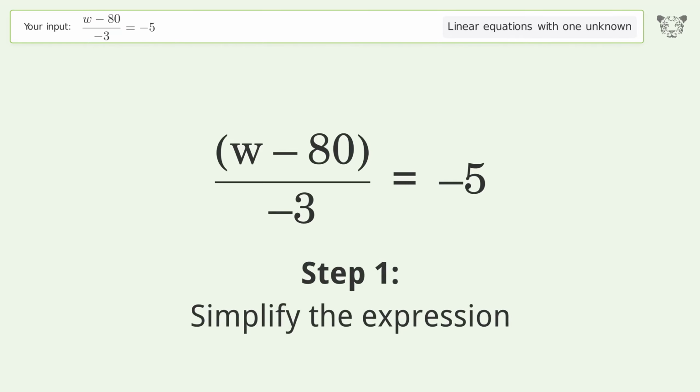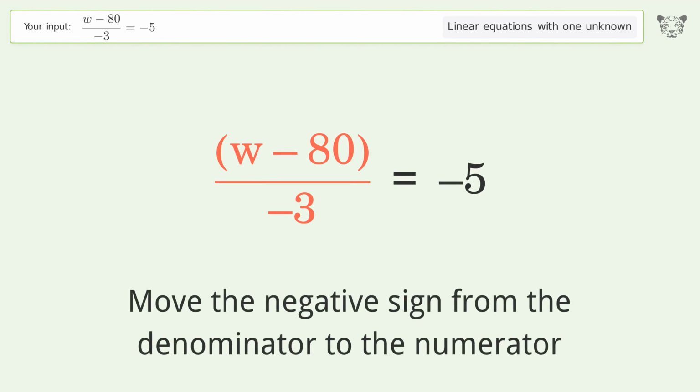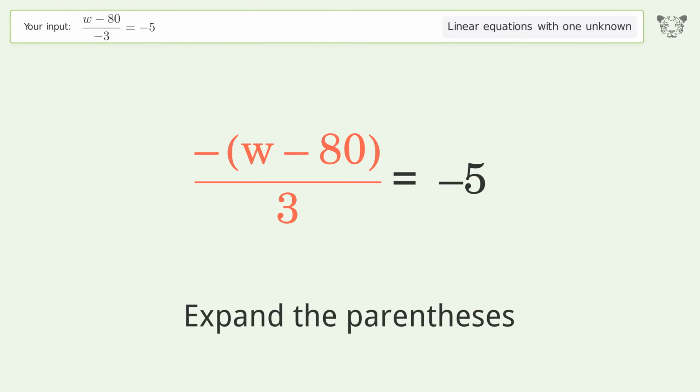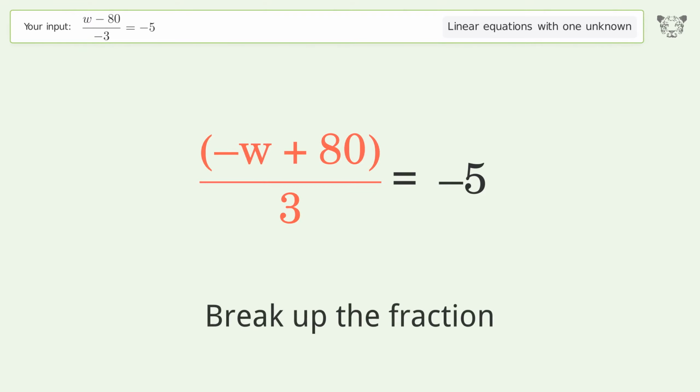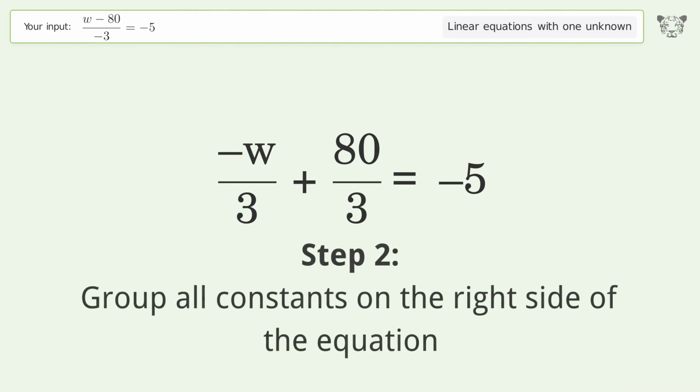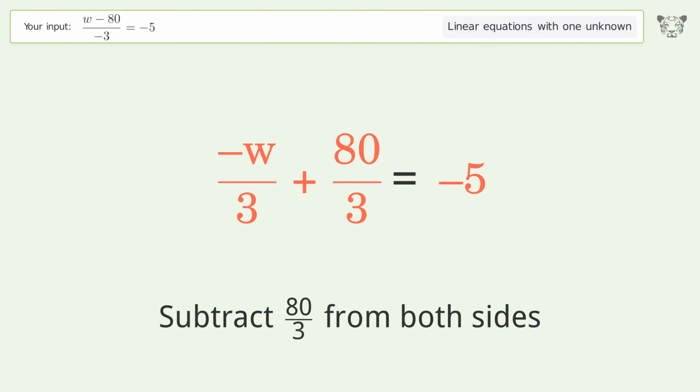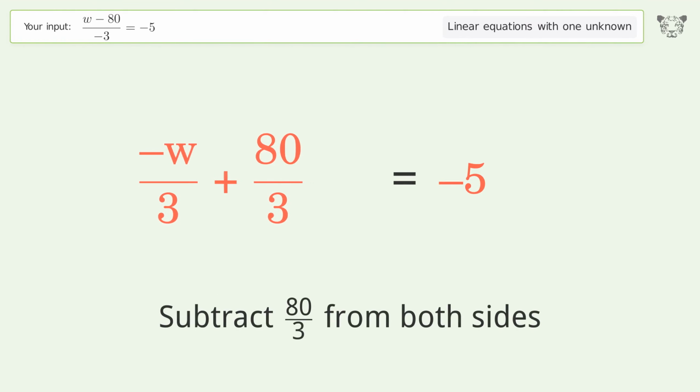Simplify the expression. Move the negative sign from the denominator to the numerator. Expand the parentheses. Break up the fraction. Group all constants on the right side of the equation. Subtract 80 over 3 from both sides.